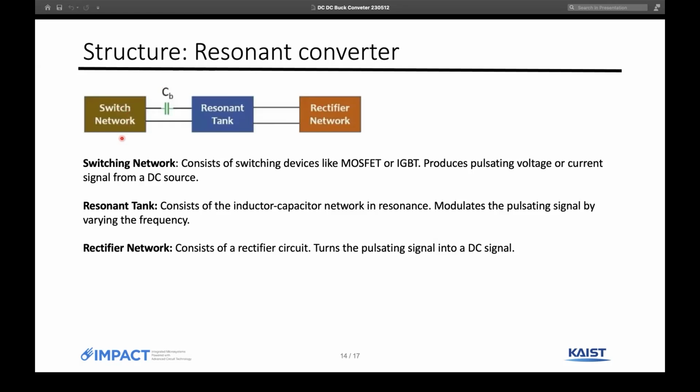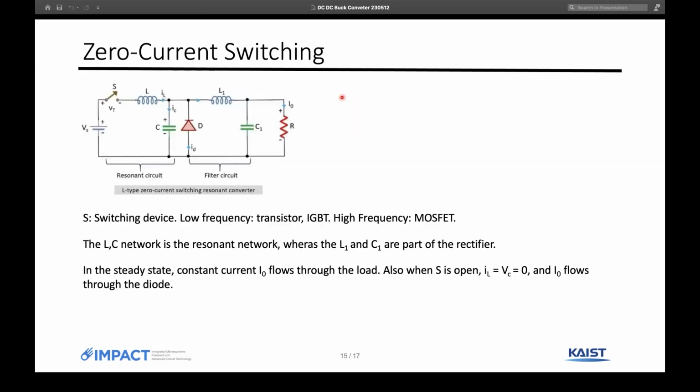Resonant converters actually work like this. There's a switching network which contains a switching device like a MOSFET or IGBT. There's a resonant tank, which is basically the network of inductor and capacitor, which are in resonance mode. And finally, we have a rectifier network. The switch network actually produces a pulsating signal because it is a switching device. The switch turns on and off, so the signal produced is a pulsating signal. This pulsating signal is turned into a DC signal in the rectifier network.